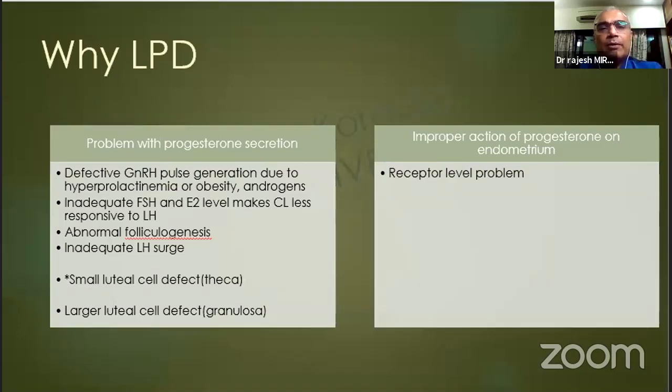a defective progesterone. See, you must understand that whatever happens in the luteal phase is just a reflection of the follicular phase. So when there is abnormal folliculogenesis, the luteal phase is defective. When there is an inadequate LH surge, the progesterone is defective. When there is a small luteal cell defect, the theca cells are small luteal cells and granulosa cells are larger luteal cells after ovulation. So because of a defect in this, there is a luteal phase defect.